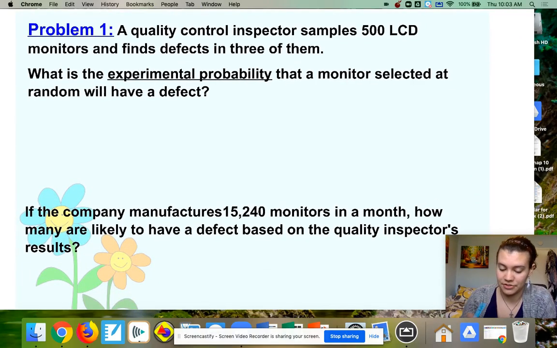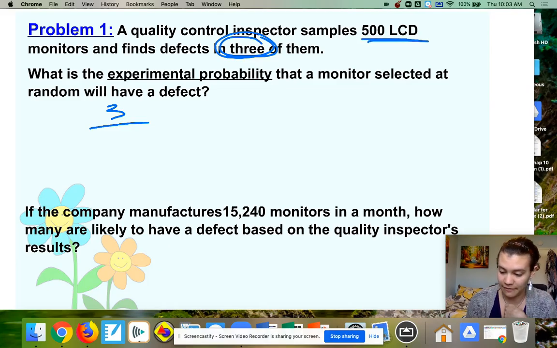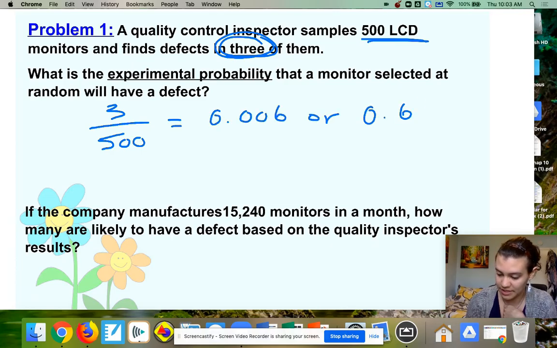Okay, there are some actual examples here. A quality control inspector samples 500 LCD monitors and finds defects in 3 of them. So what is the experimental probability? We're going to take the 3 that had defects divided by the 500 they looked at, and that will give you your probability of 0.006, which is then 0.6%. To get from your decimal to a percent, you want to multiply by 100.